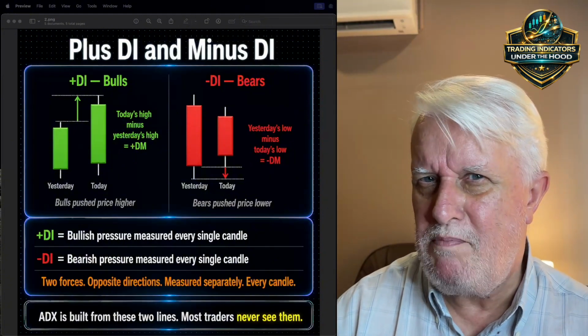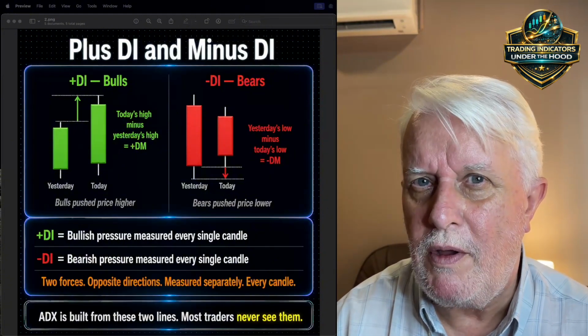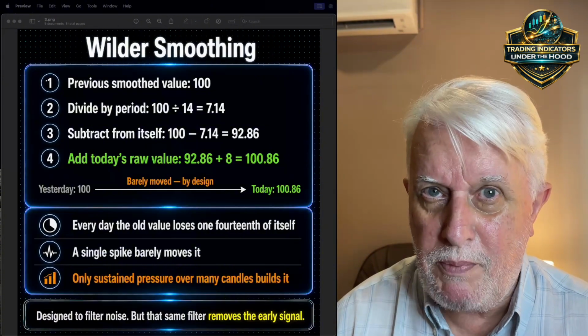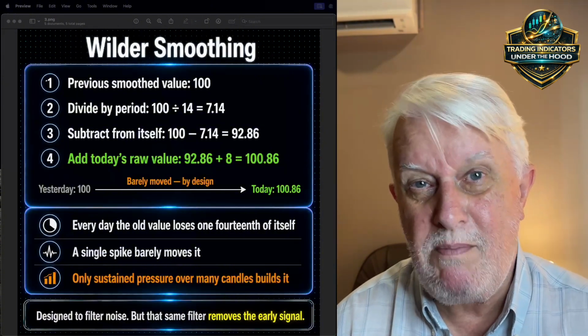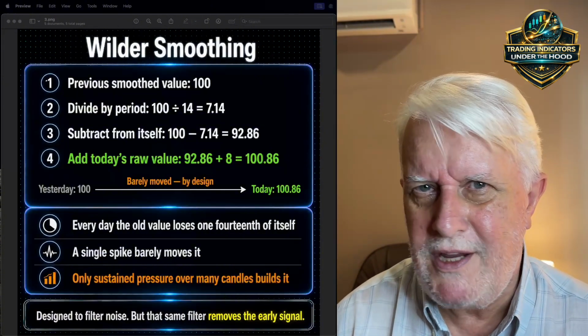But raw numbers are messy, so Wilder smoothed them. So you've got two clean lines, bullish pressure, bearish pressure, separately measured. But those two lines are not ADX.